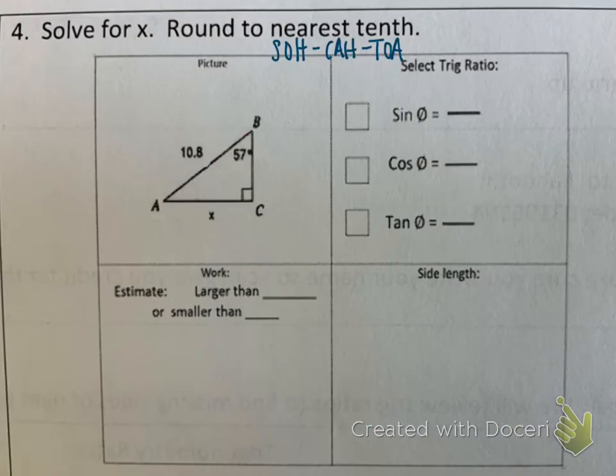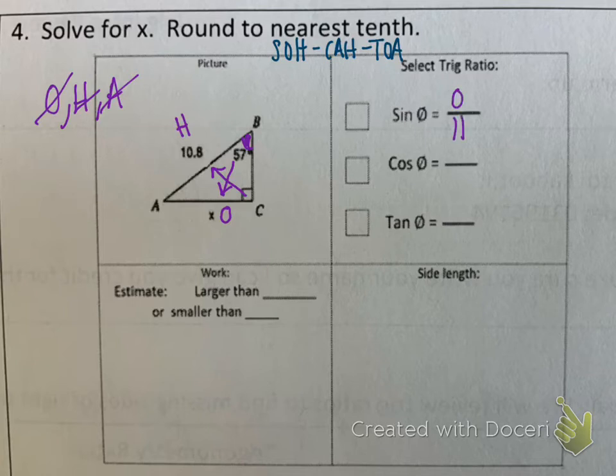For number 4, my reference angle is 57 degrees, so let's label our O, H, and A. So the opposite, directly across the reference angle, there's a variable there, so that would be my opposite. The hypotenuse is across the 90, there's a 10.8 there, so this is my hypotenuse, and we're completely finished with labeling. So sine is defined as opposite over hypotenuse, cosine is adjacent over hypotenuse, tangent is opposite over adjacent.